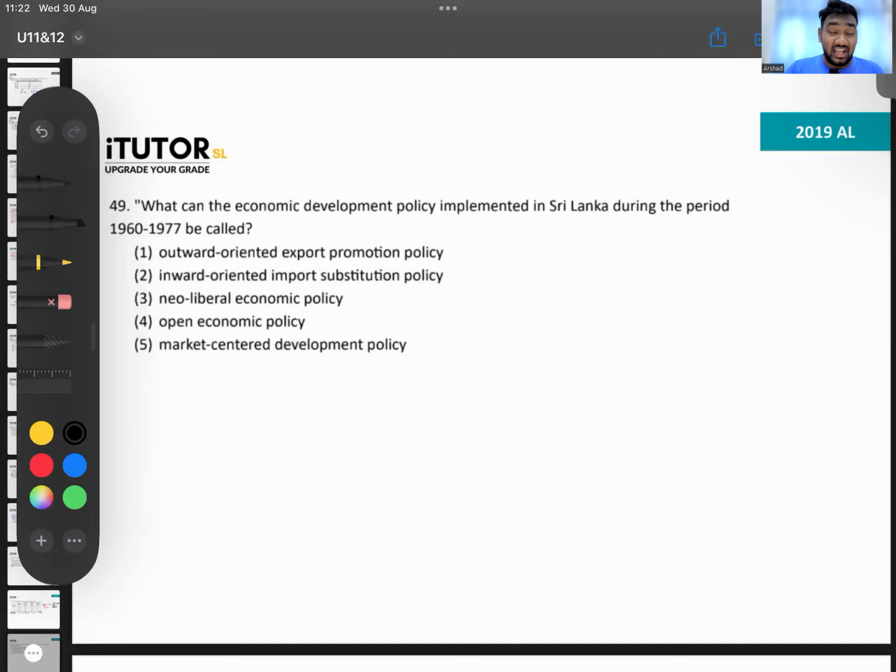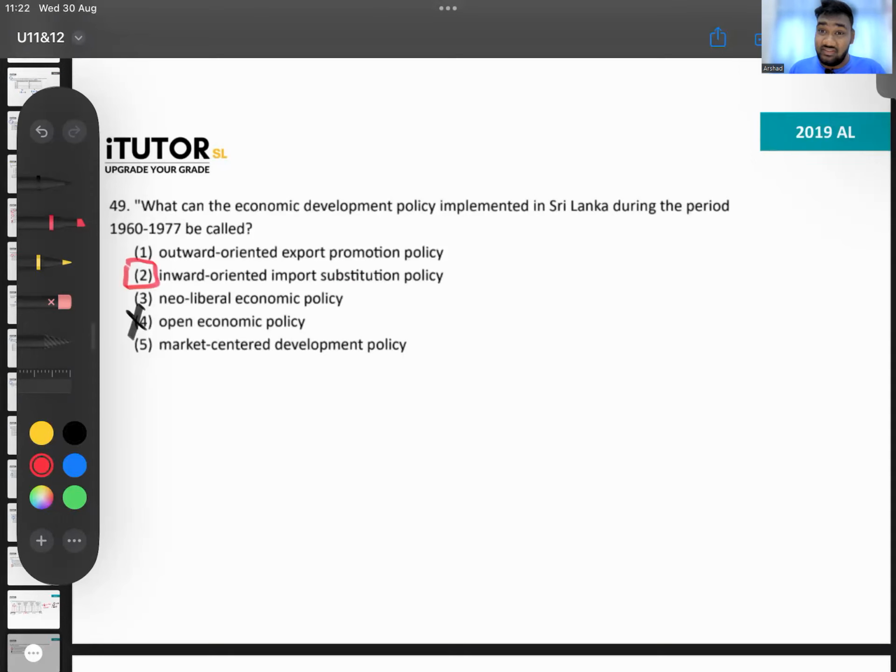So remember, only in 1977 did we become an open economy, right? We started trade and all. So what happened before that? 1960 to 1977. Outward-oriented export promotion policy, inward-oriented import substitution policy, neoliberal economic policy, open economy, definitely not open, market-centered development policy. What were we trying to do, guys? We were not trading. We were trying to make everything by ourselves. What is that called? Ideally should be answer number 2. Inward-oriented import substitution policy.